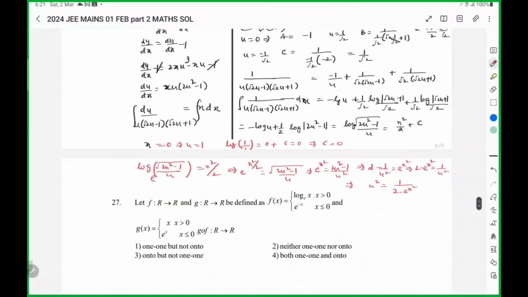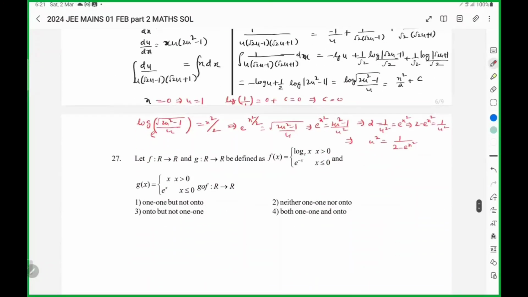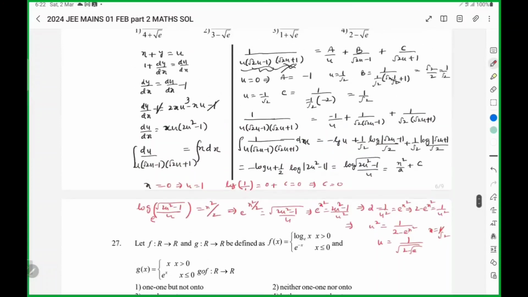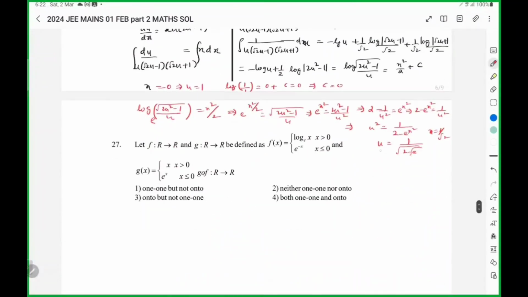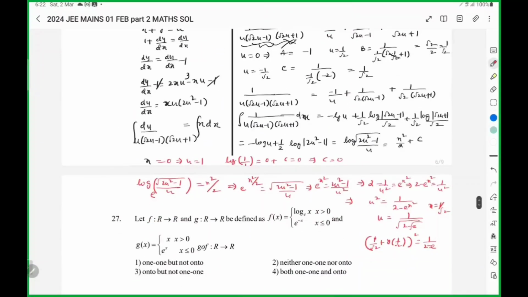So here, the question is asking, it should be 1 by root 2. u square becomes 1 by 2 minus e. When x is 1 by root 2, it will be root e. So u square is asking 1 by root 2 plus y of 1 by root 2 whole square, which will be 1 by 2 minus e. So 2 minus root e.